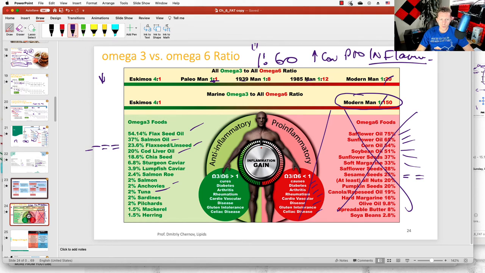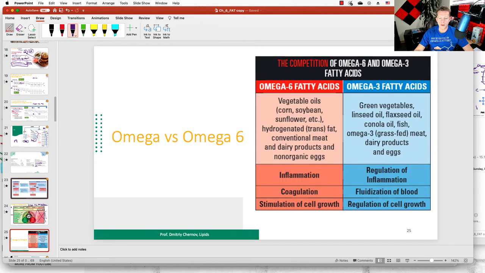So what you need to memorize for omega-3 and omega-6, that omega versus omega, right? Let me fix it, I will fix it later. So omega-3 versus omega-6. Omega-3 is anti-inflammatory, regulates inflammation, decreases blood pressure, and dilates blood vessels. And omega-6 is pro-inflammatory. This is anti. Memorize this, please.